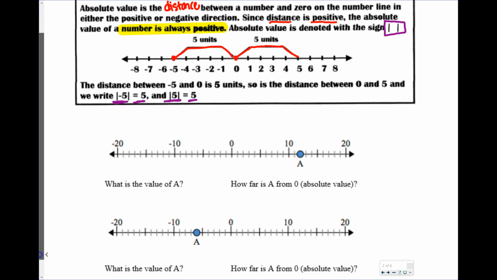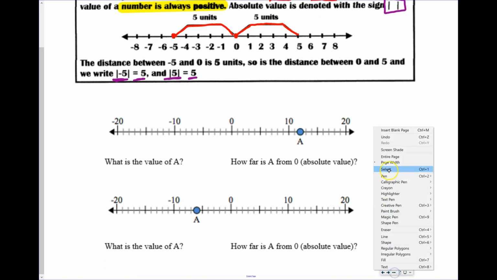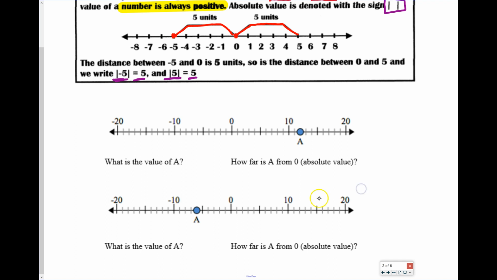So let's take a look at these 2 examples I have on the number line here. So the first question says, what is the value of A? So A is right here. That value is 10, 11, it's 12. So the value is 12. How far from A is 0? That's the absolute value. Well, A is 1, 2, 3, 4, 5, 6, 7, 8, 9, 10, 11, 12. So its absolute value is also 12.